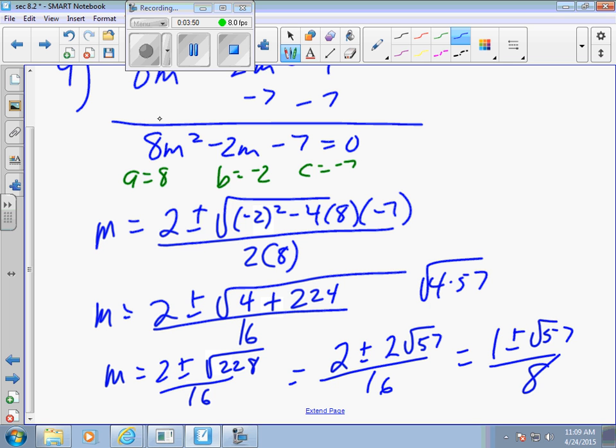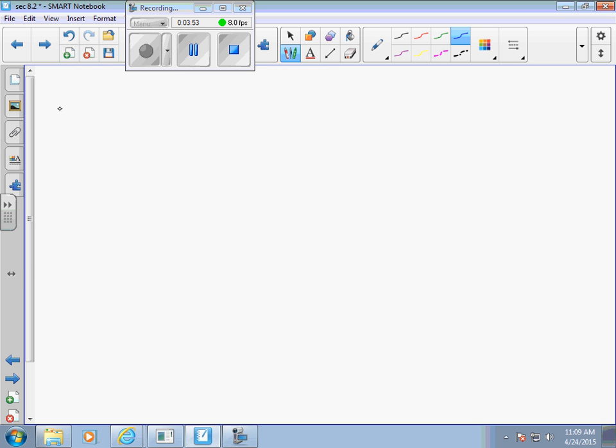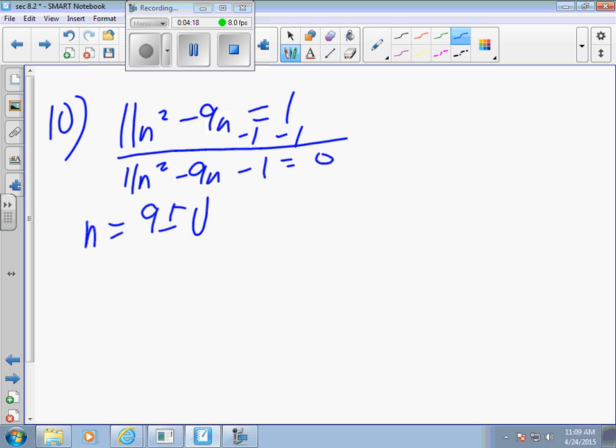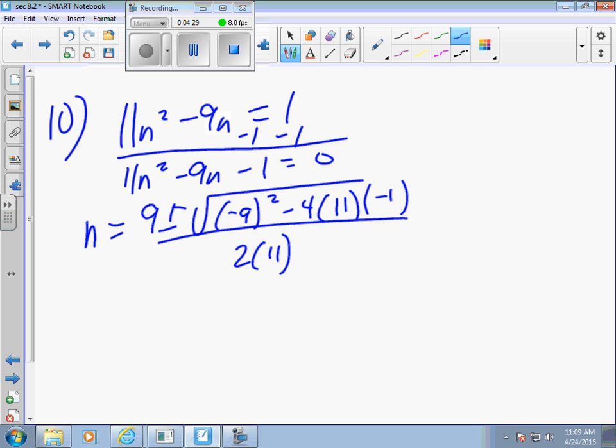All right. Let's do number 10. I have 11n squared minus 9n equals 1. First thing I'm going to do is subtract 1 from both sides. We need it to say equals 0, so it's in standard form. So 11n squared minus 9n minus 1 equals 0. Plugging in, I get n equals the opposite of b plus or minus the square root of negative 9 squared minus 4 times 11 times negative 1, all over 2 times 11.